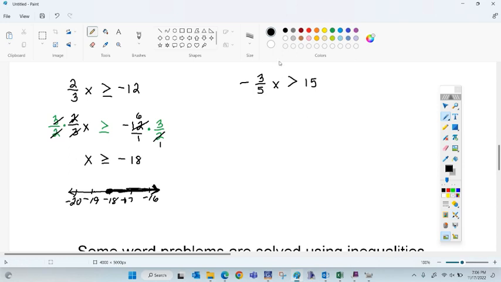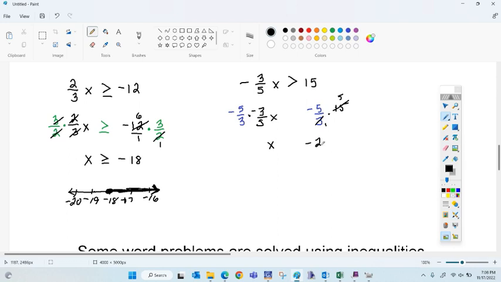Okay, finally, we're trying to get rid of this one, trying to get rid of a negative 3/5. So to get rid of that, we're going to do negative 5/3 times both sides. So negative 5/3 because negative times negative makes positive. So I'm left with x. 3 goes into 15 5 times. So I have negative 25 over here. Because I multiplied by a negative 5/3, the sign flips over like that.